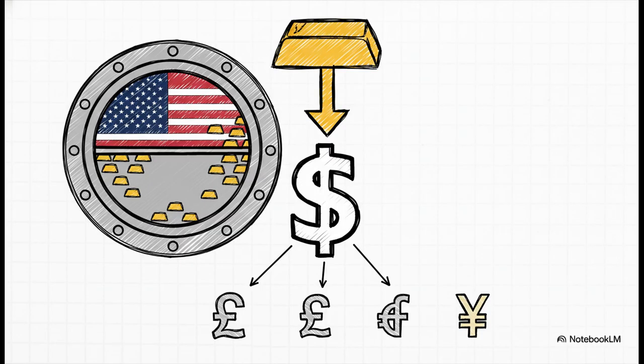The dollar became the absolute center of the financial universe. It was the only currency you could trade directly for gold, and every other currency was then pegged to the dollar. Now, the system worked for one very simple reason. At that time, the United States held a mind-blowing two-thirds of all the world's gold. The dollar wasn't just a piece of paper, it was a promise backed by a literal mountain of gold.